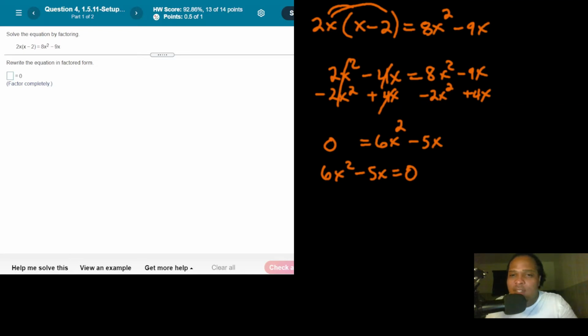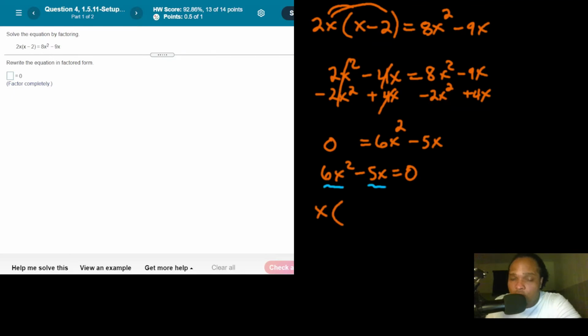What can you divide 6x squared and 5x by? They both have an x, right? And that's it. We can't divide any numbers. We can't divide them by any GCF because they don't really have a GCF besides 1, which doesn't count. Anyway, let's go ahead and take out an x.